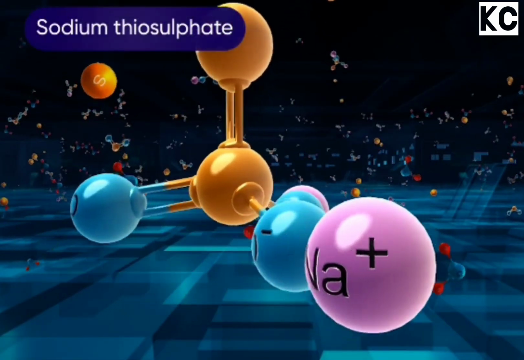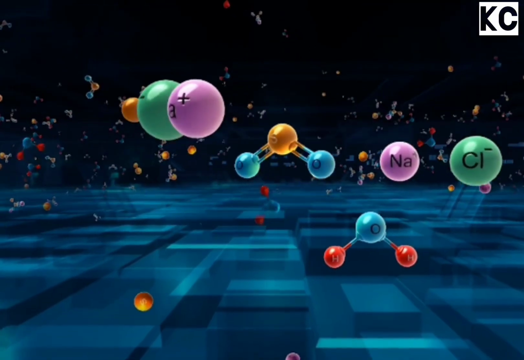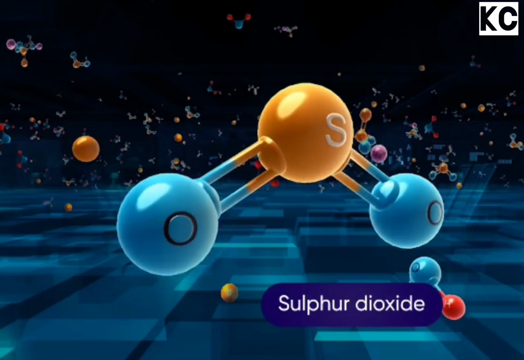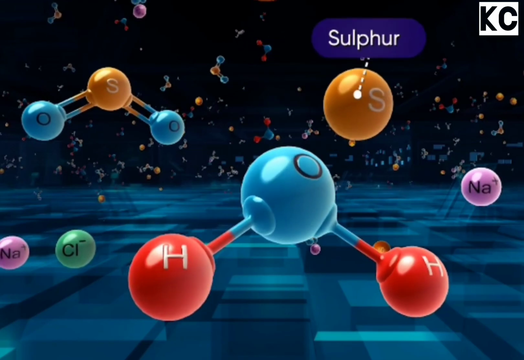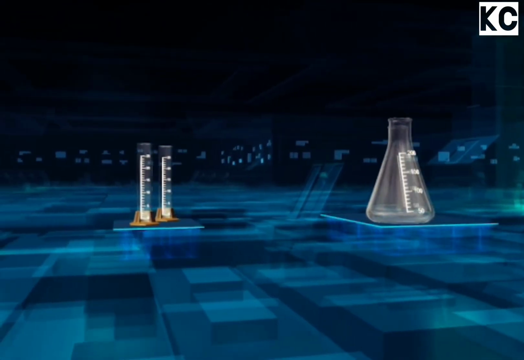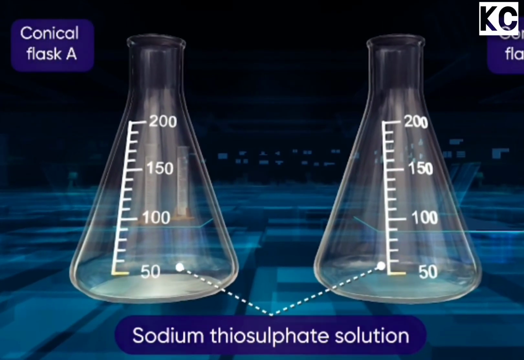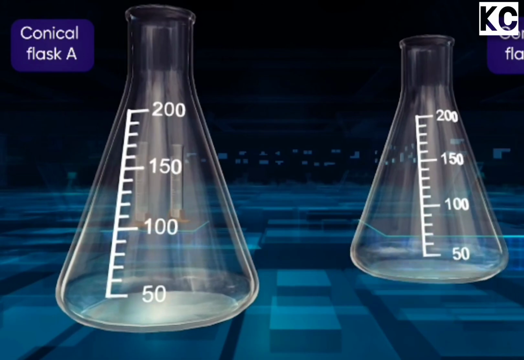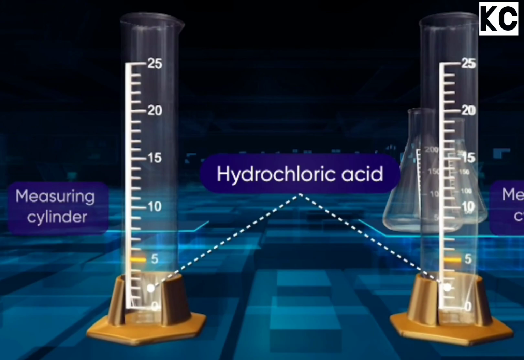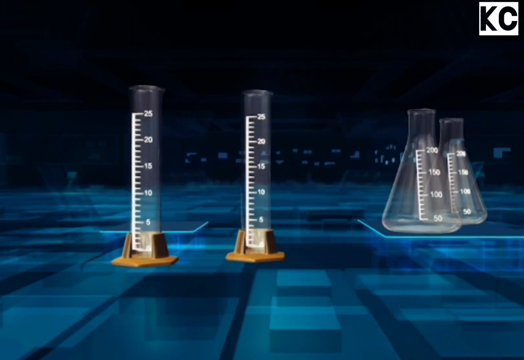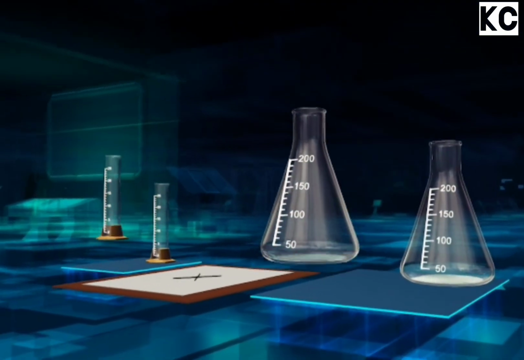Consider the reaction between sodium thiosulfate and dilute hydrochloric acid to form sodium chloride, sulfur dioxide, water, and a yellow precipitate of sulfur. As an example, take 50 cc each of dilute sodium thiosulfate solution in two separate conical flasks, A and B. Keep accurately measured 5 cc of dilute hydrochloric acid in two measuring cylinders. Keep a paper marked with a cross on the table.